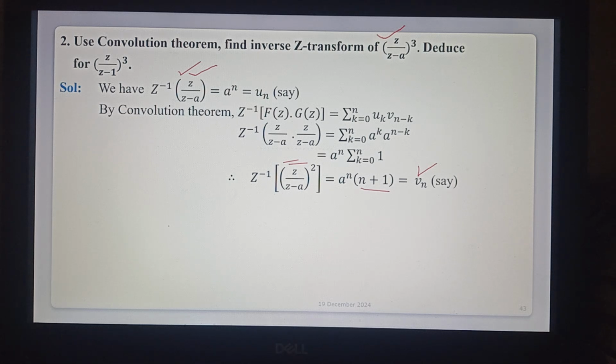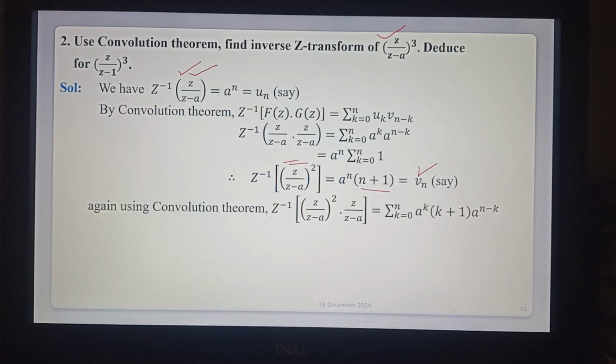Again using the convolution theorem, z inverse of z by z minus a whole square into z by z minus a. Here this is the first function f of z, which I assumed, and that gives the first sequence. So z by z minus a is the second function. Summation k is equal to 0 to n: the first function gives us a power k into k plus 1, the first sequence as assumed. Here uk means we have simply taken the reverse. So both are the same procedure.